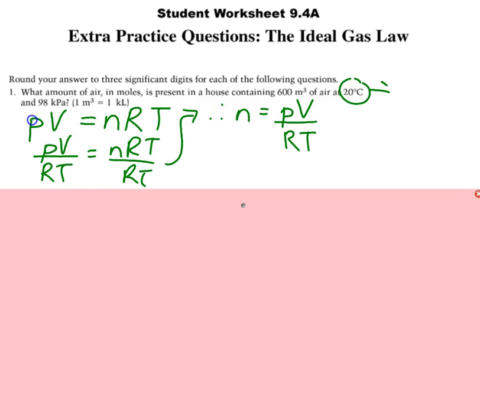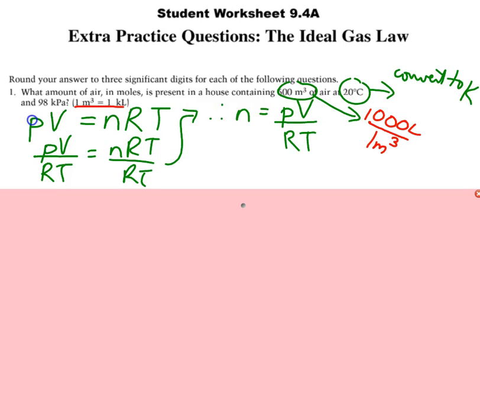The only thing we have to do here is convert to Kelvin. And of course, to get Kelvin from Celsius, we were always adding 273. So 293 Kelvin, 600 cubic meters. Now here, you have to make a conversion, and the equivalence is that there are 1,000 liters for every 1 cubic meter. So you'll need to know that equivalence as well.